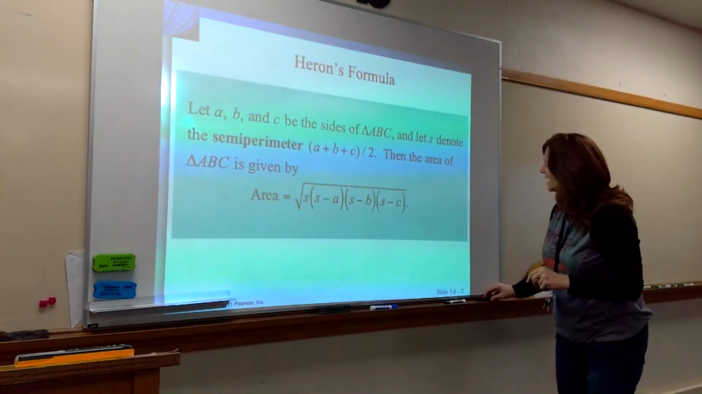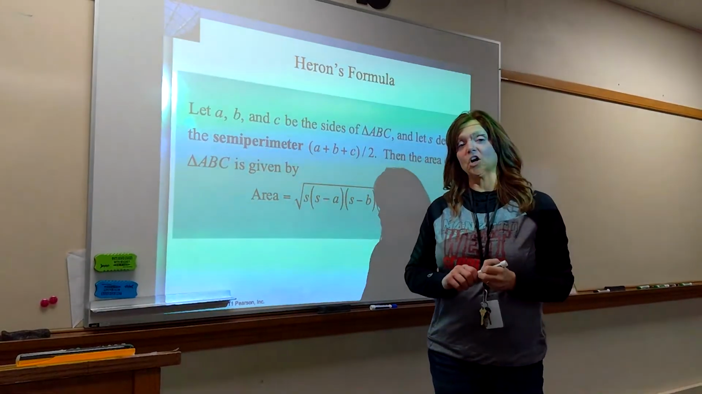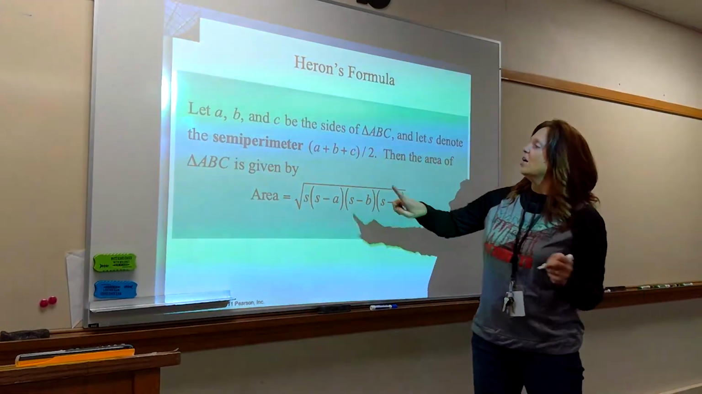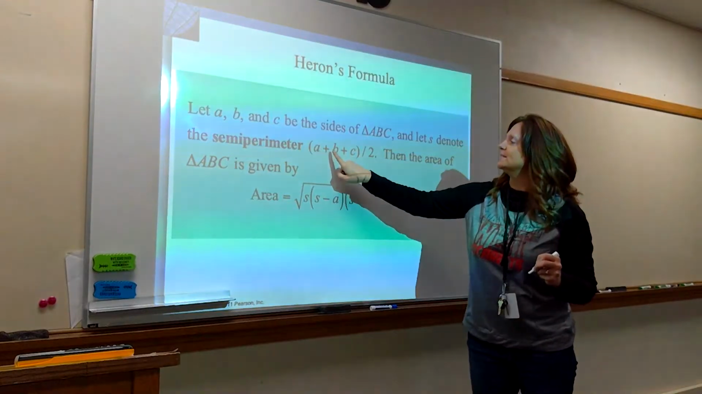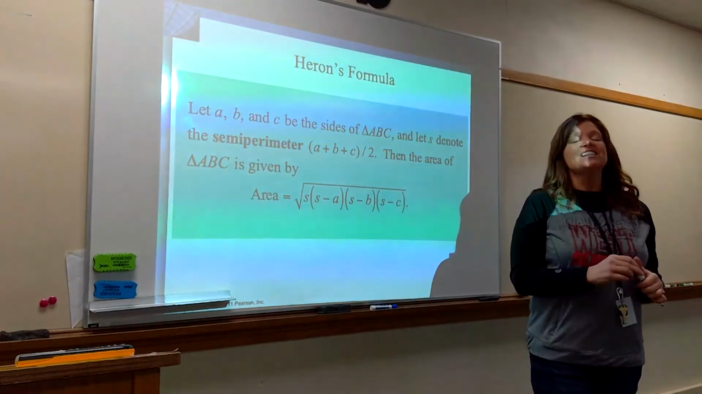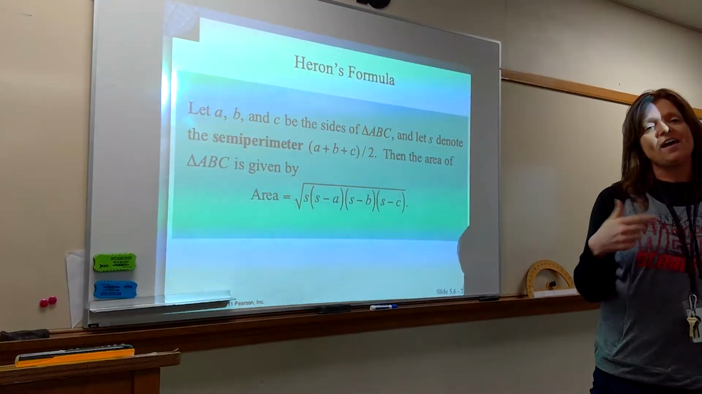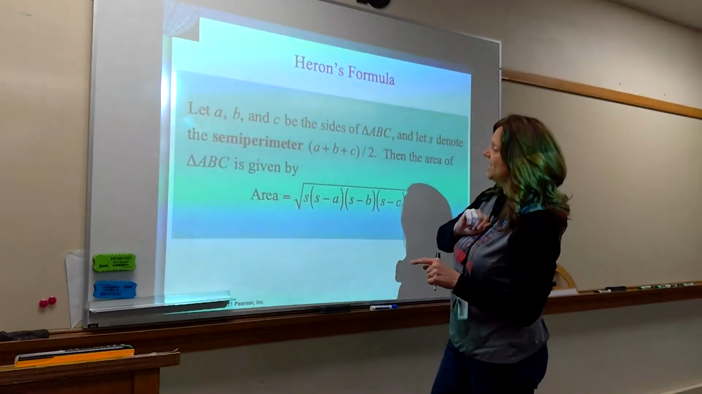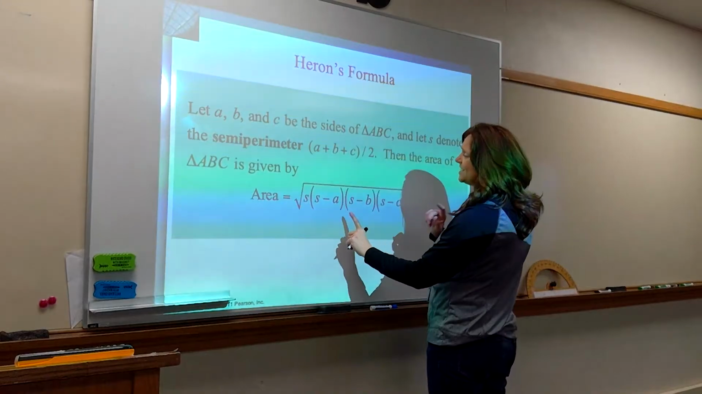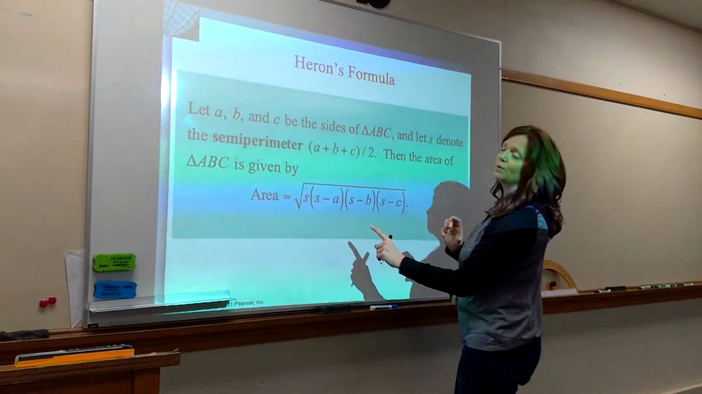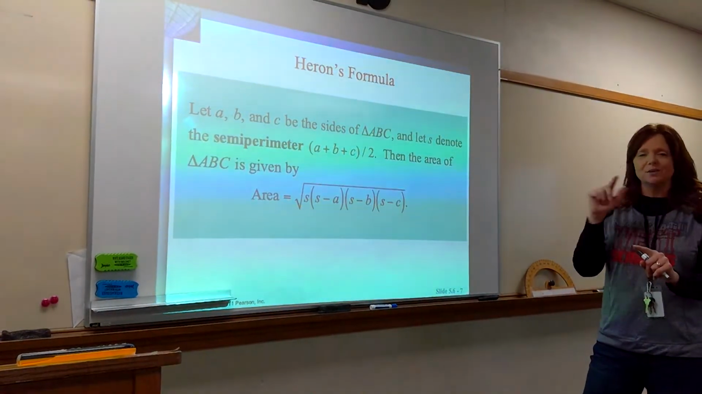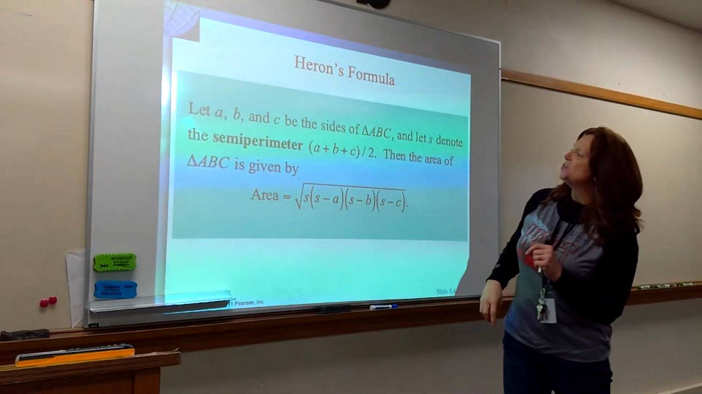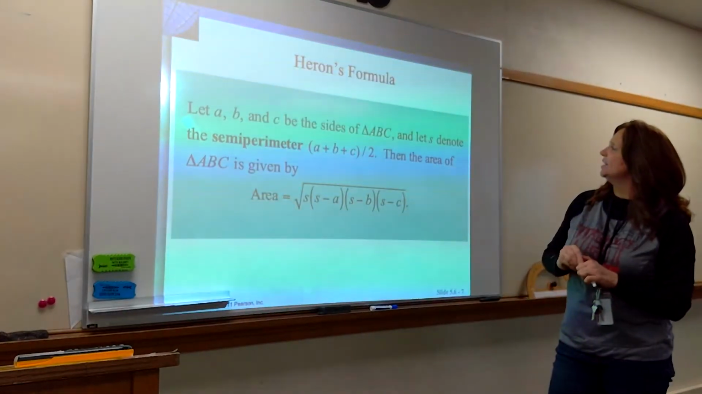Heron's formula is a way to find area of a triangle if you are given three sides, side A, side B, side C. Okay, so it's just a different way. Instead of using 1/2 base times height, we can use this formula. Okay, so here's the formula. It talks about needing the semi-perimeter. So perimeter is all the way around. Semi-perimeter is half of that. Okay, so A, B, and C are sides of the triangle.